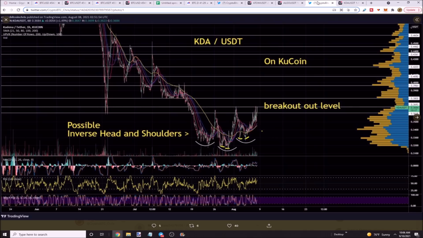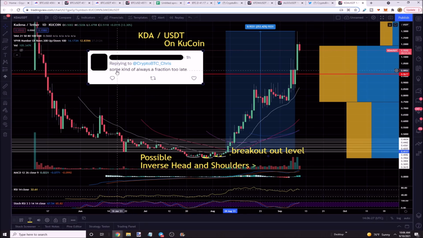KDA was given, and I always save these comments on Twitter because people are like, "Oh man, I missed the move. I missed 5%, or it's already up 10%, or it's already up 7%. I missed the move." KDA, possible inverse head and shoulders, breakout level given, and this coin's up 7 or 8%, and somebody's like, "I missed the move." Some are always a fraction too late. Are you really a fraction too late? Or after 253% profits, did that 7% move matter? Did it matter? Right? Are you too late?